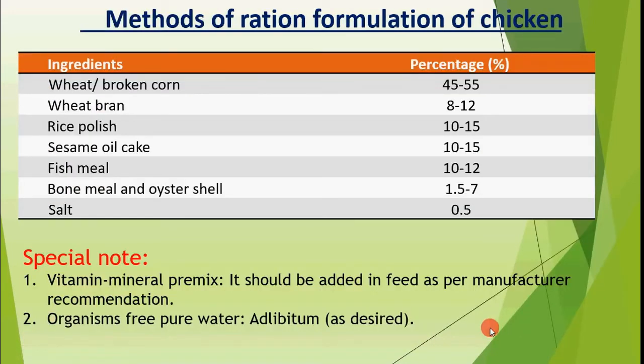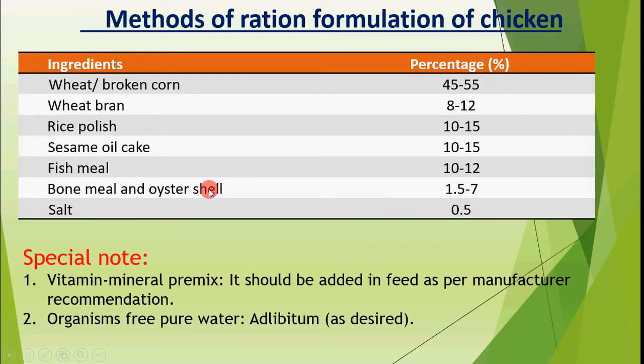Here you can see some ration making formulation. So how can you make a ration for chicken? This is the ingredient list. You can mix up these ingredients and make the ration, and this is the percentage. Like you can mix wheat, then wheat bran, rice polish, sesame oil cake, fish meal, bone meal, oyster shell, and salt. This has the percentage as well.